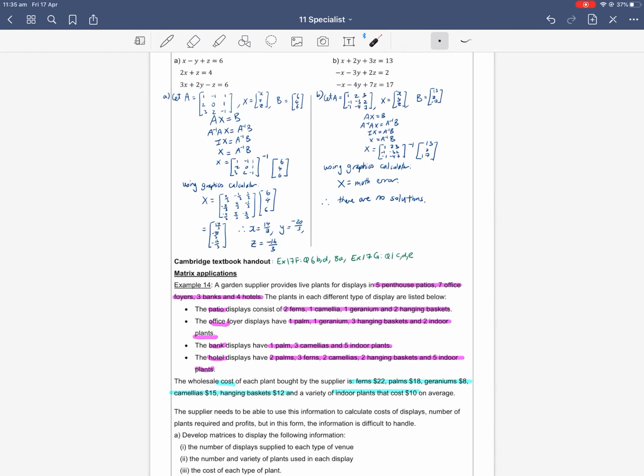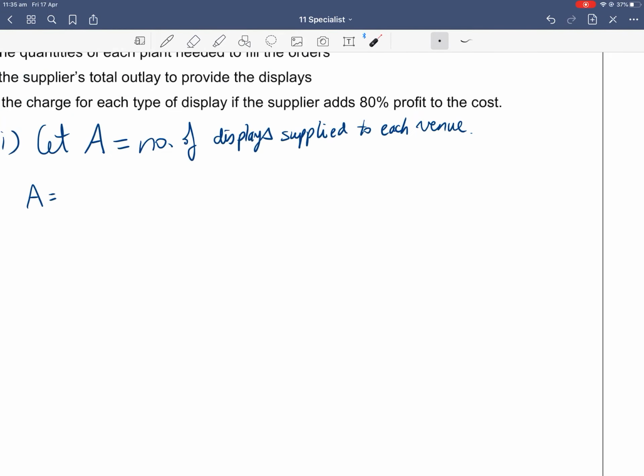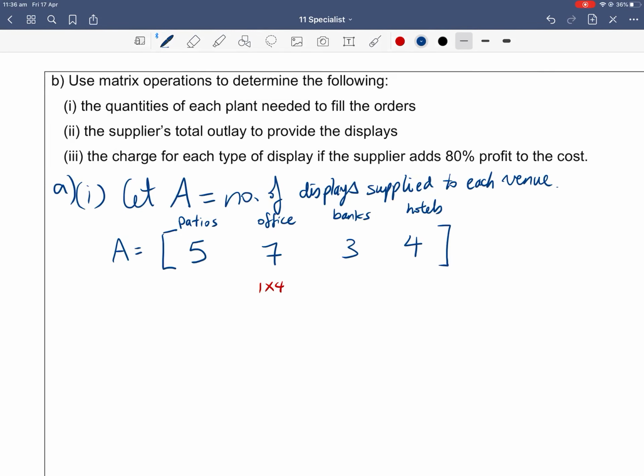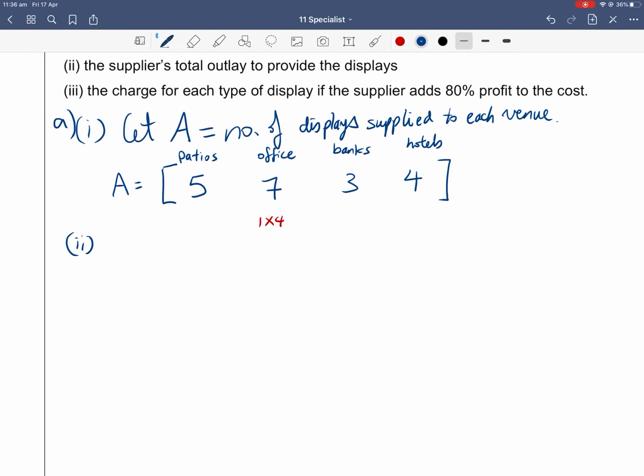We have, back up in the first sentence, penthouse, office, bank, and hotels. And you need 5 in the penthouse, 7 in the office, 3 in the bank, and 4 in the hotels. Okay, so matrix A will be a 1 by 4 matrix because we've got 4 venues. We've got the patios, the office, the banks, and the hotels. And then we said that we needed 5 in the patios, 7 in the office, 3 in the banks, and 4 in the hotels. So A is a 1 by 4 matrix.